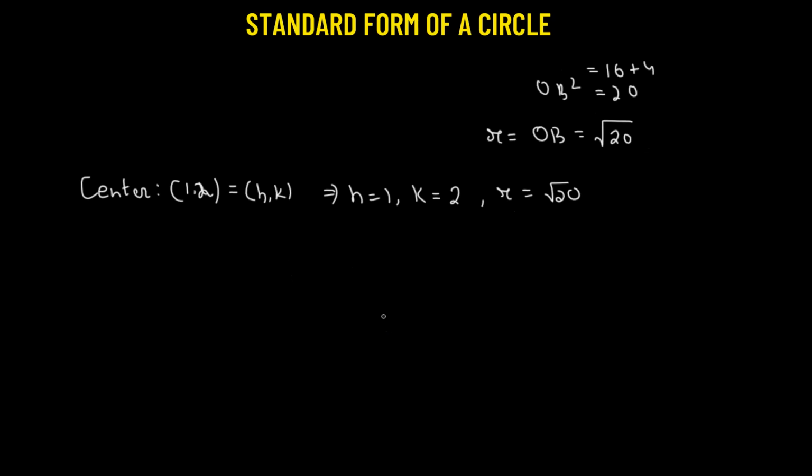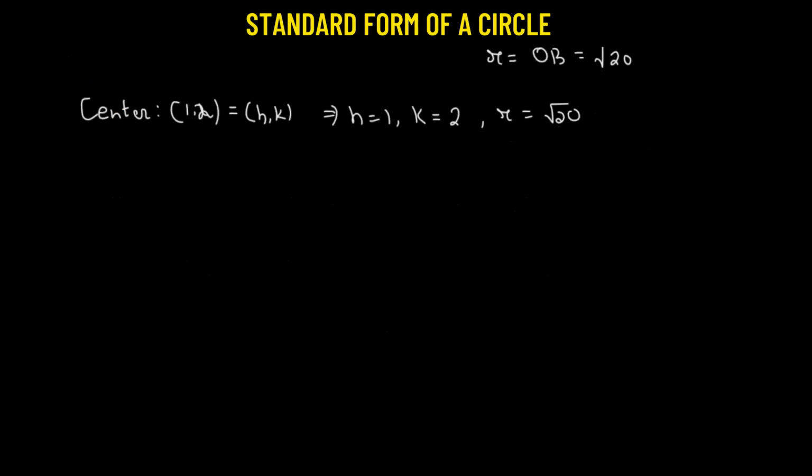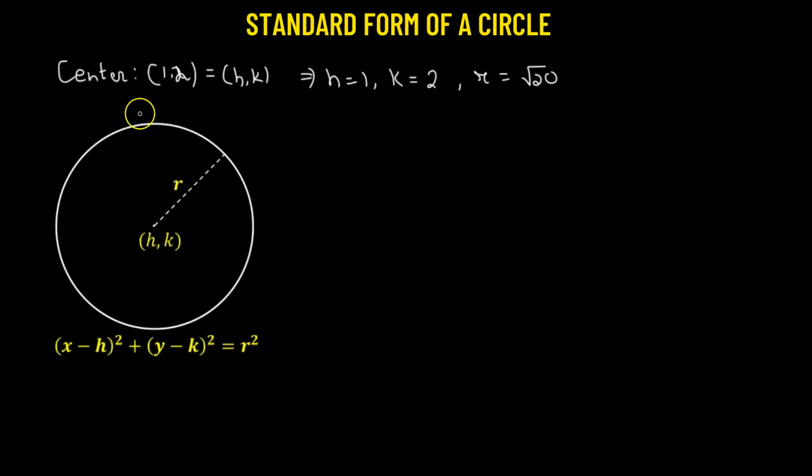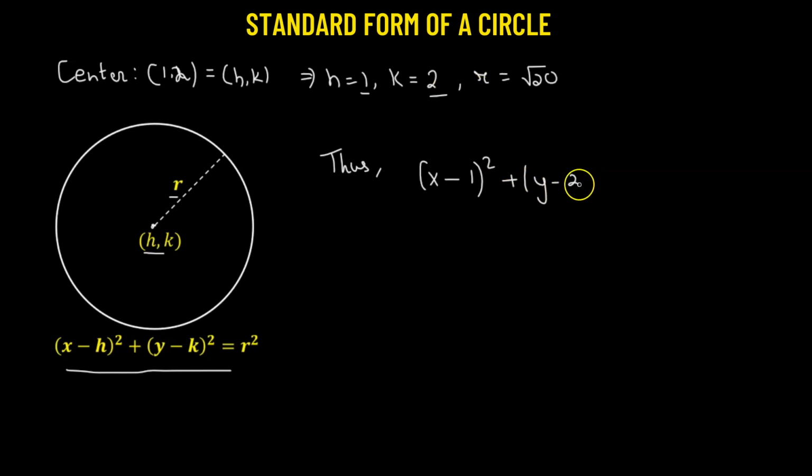For this, we have to use the standard form of a circle. If we have a circle whose center has the coordinates (h, k) and the radius is r, then the standard form is given by this formula: x minus h whole squared plus y minus k whole squared equals the square of the radius. So our h value is 1, giving x minus 1 whole squared, added to y minus 2 whole squared, where the k value is 2, equals the square of the radius, that is the square root of 20 whole squared.